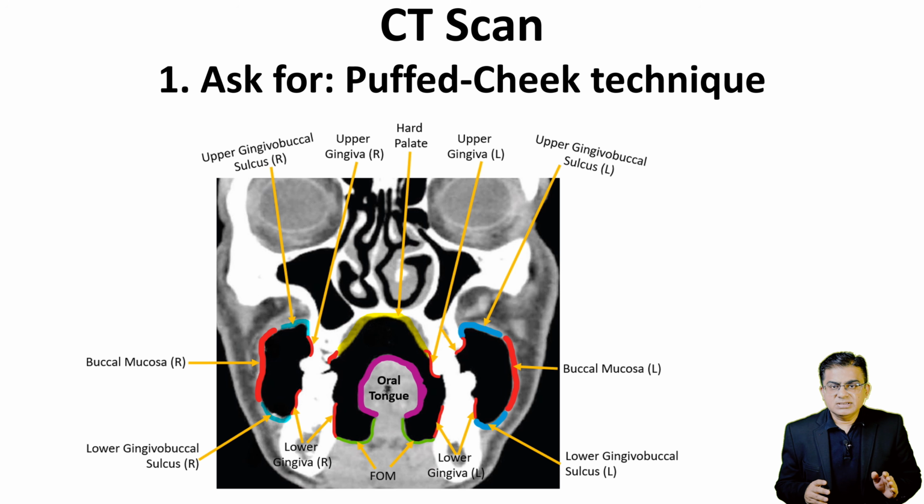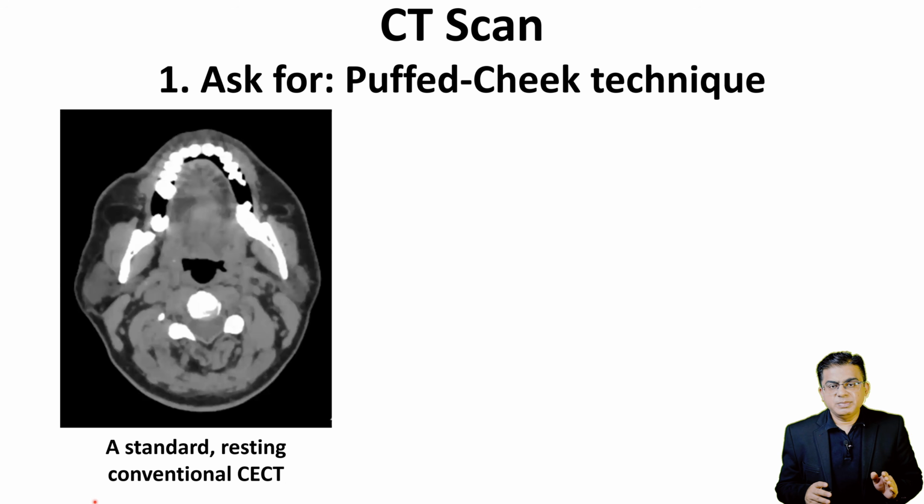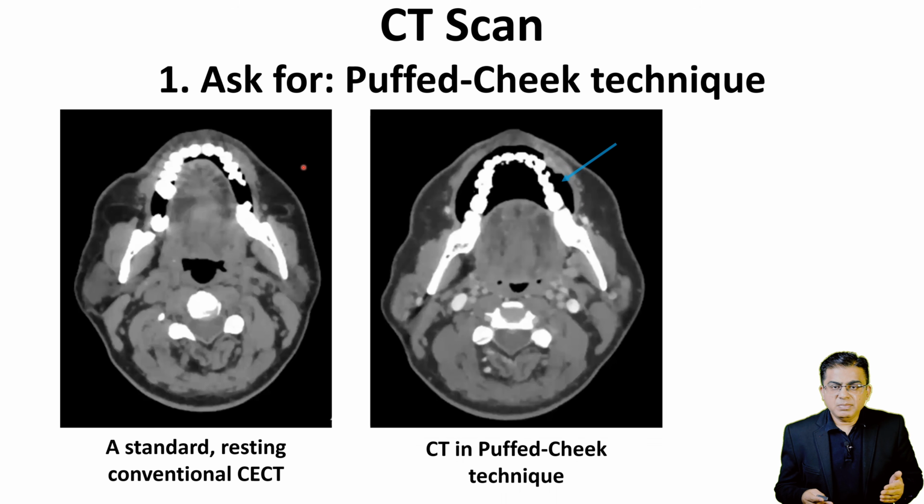To give you an example, this is a CT image of a patient without puffed cheek, in a patient who has a small ulcer over his left buccal mucosa. A beginner can hardly see any lesion in the CT scan. However, when CT was done in puffed cheek technique, you can nicely see a small growth arising from the left buccal mucosa just short of the angle of mouth. This is the importance of puffed cheek technique of CT.